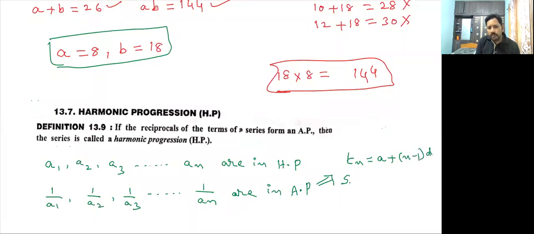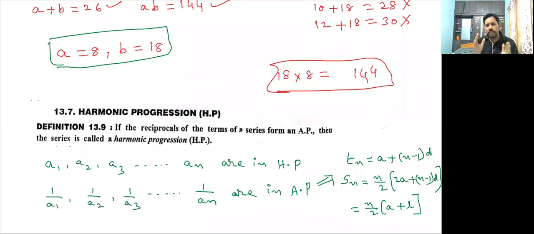And the sum of n terms in an AP series. What is the formula? N by 2 into 2A plus n minus 1 into D. Or we can write another formula also, n by 2 into A plus L. Here A is the first term, D is the common difference, L is the last term. These things we already know very well. Whenever they give a harmonic progression, write the reciprocal, it becomes an arithmetic progression. Then follow the arithmetic progression related formulas. That's it.